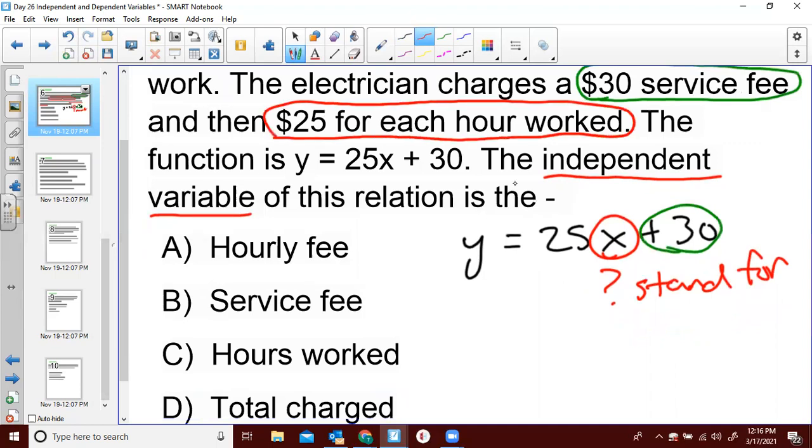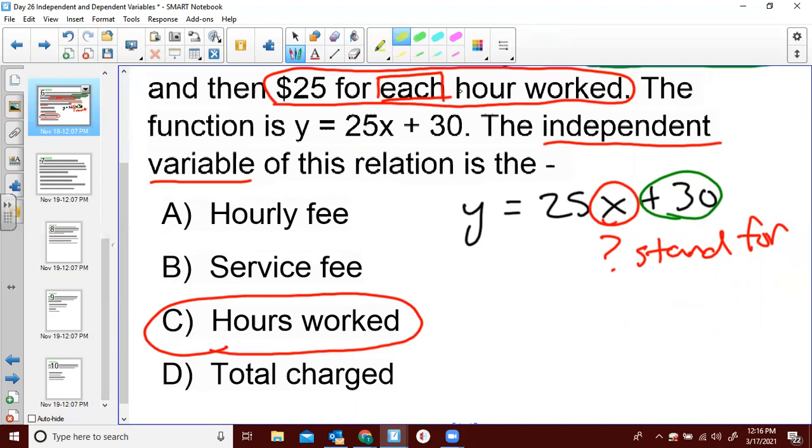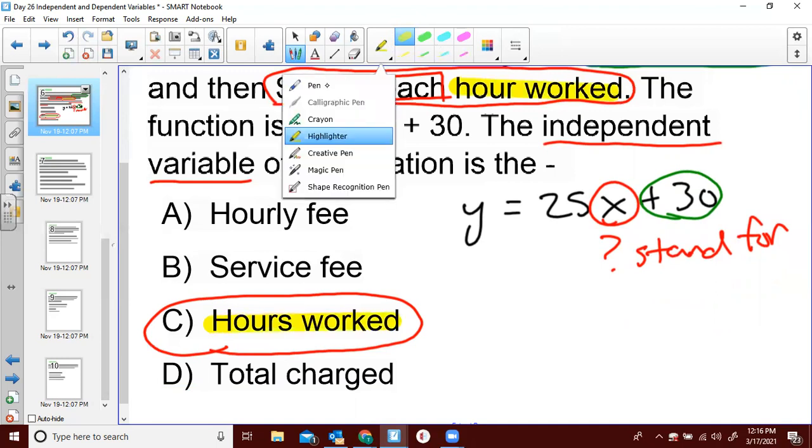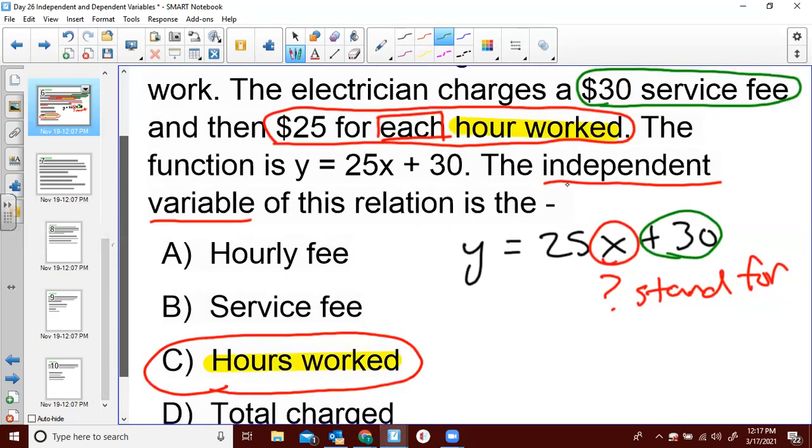And then $25 for each hour worked. So this is going to be our independent variable. You kind of get a little hint here with this word each. So $25 for each hour worked. So our independent variable, the one that stands by itself, the one that really makes us think how much the cost is going to be, is hours worked. And I would just like to highlight here, hours worked. Do not get tripped up and make a silly mistake and think hourly fee, right? Nowhere in this problem does it say hourly fee, all right?